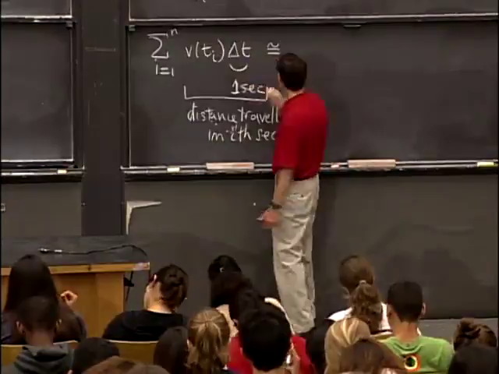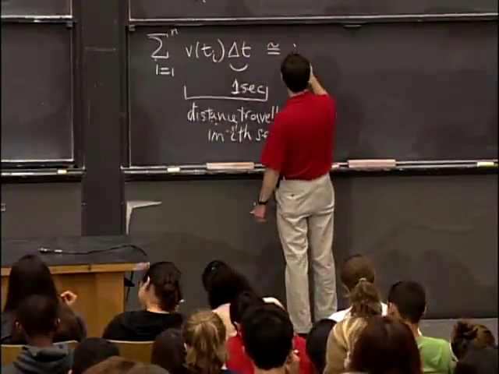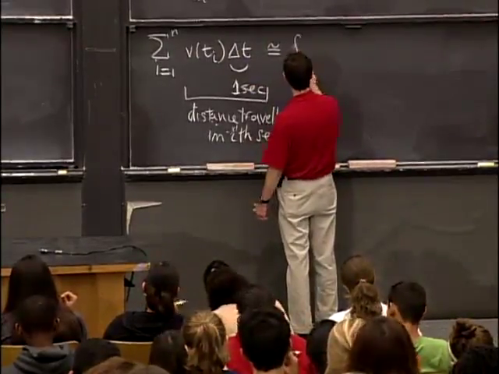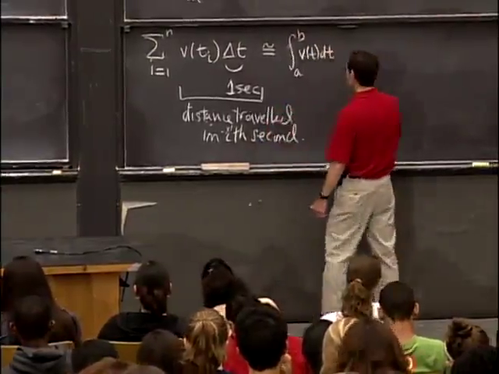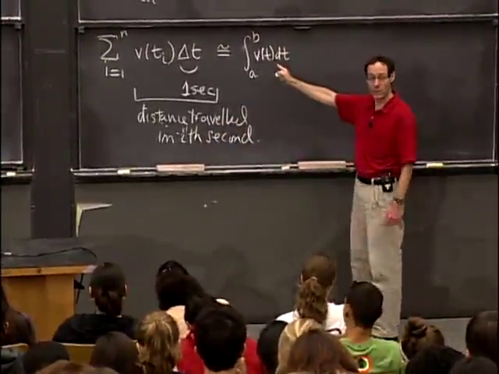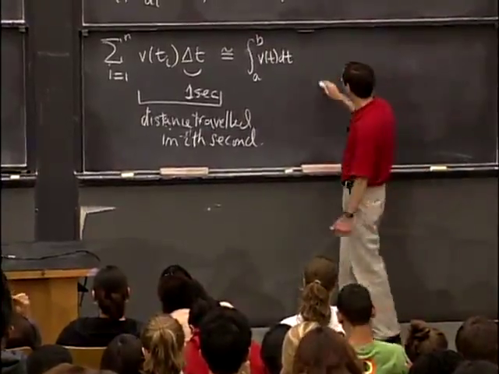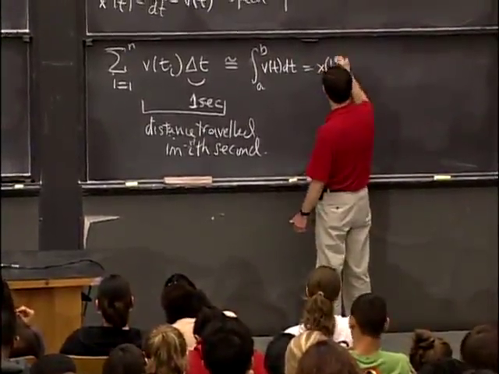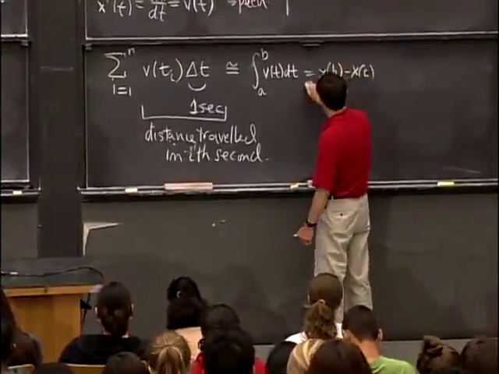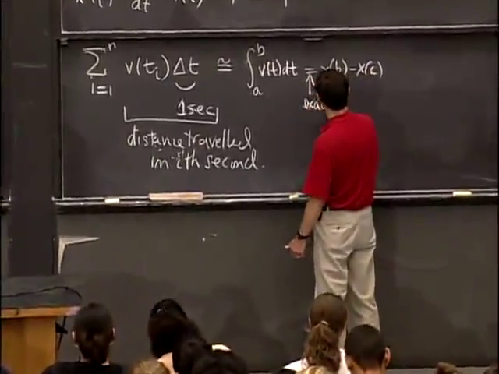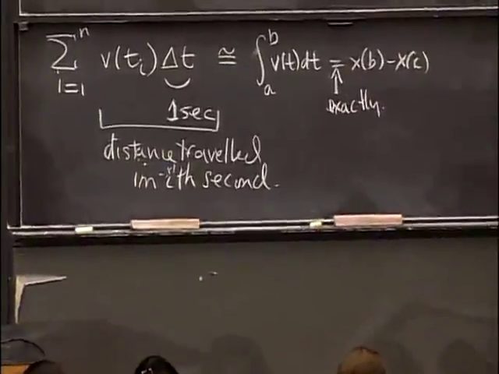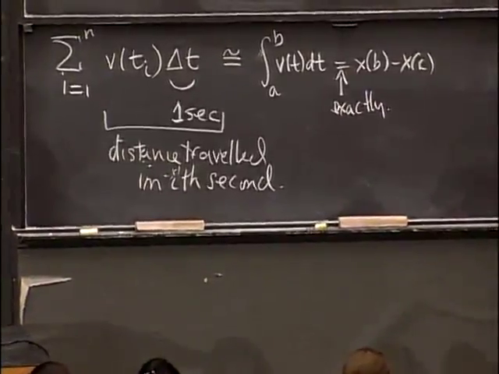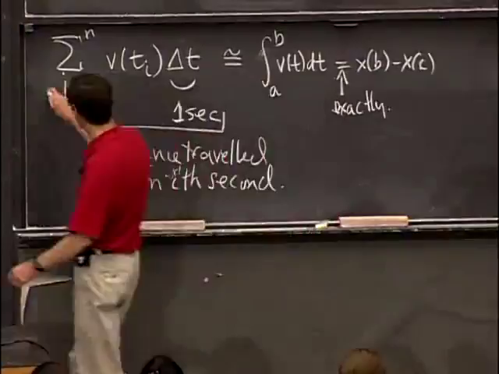And so the sum is a very realistic approximation to the entire integral, which is denoted this way, which by the fundamental theorem is exactly how far you traveled. So this is x of b minus x of a. Exactly. The other one is approximate. Okay, again, this is called a Riemann sum.